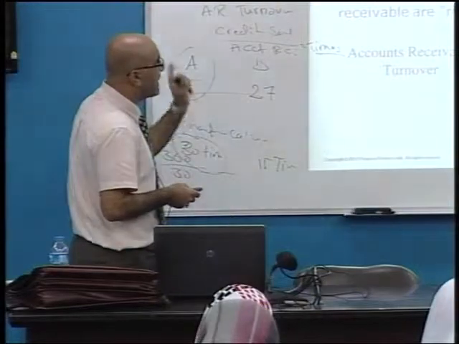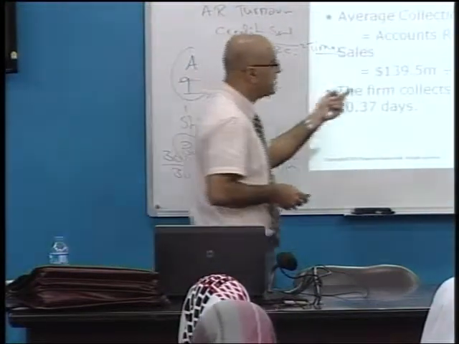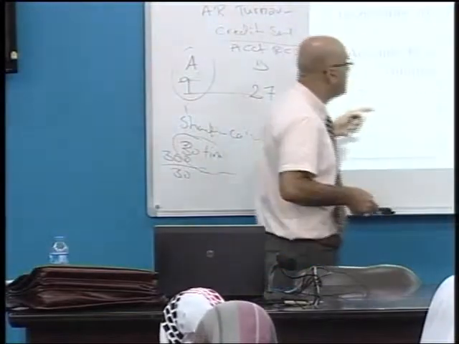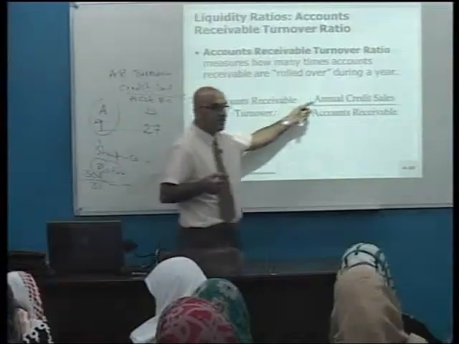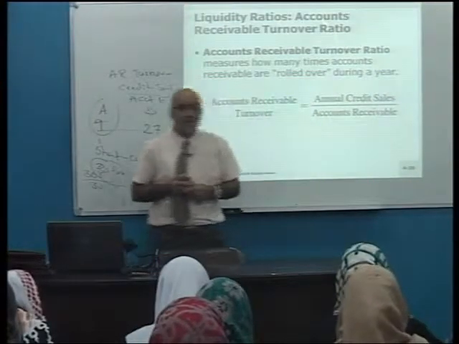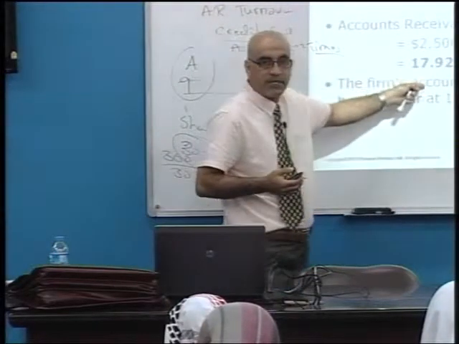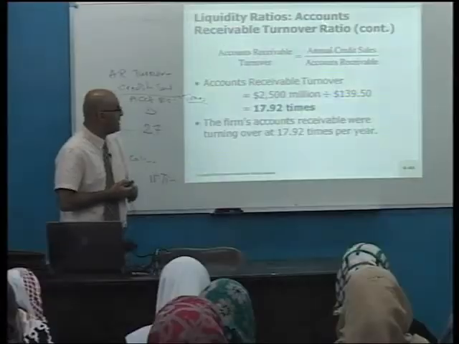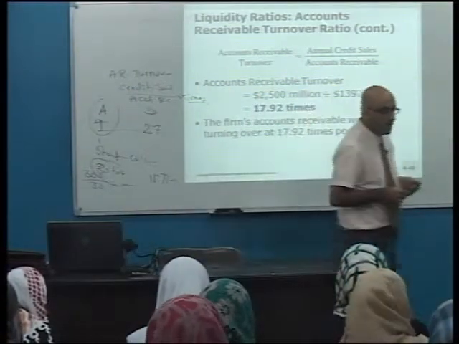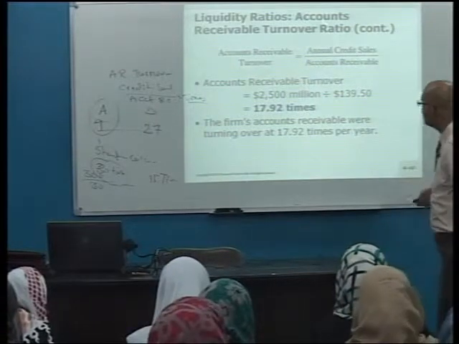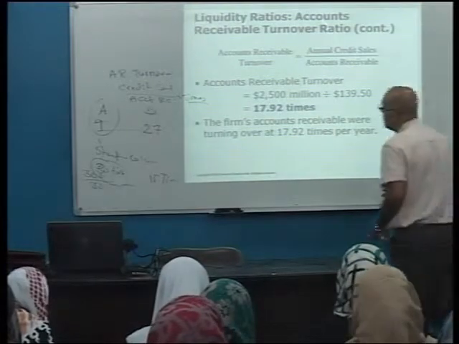And this is account receivable turnover. The first is calculated based on number of days, and this one is calculated by times. Again, it's annual credit sales divided by the account receivable, and the result is in times, 17 times. The account receivable is collected, or liquidated, 17 times a year in the business.